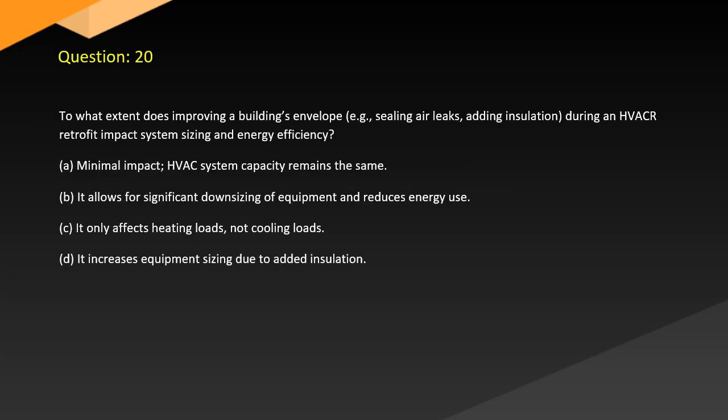Question 20. To what extent does improving a building's envelope, e.g., sealing air leaks and adding insulation, during an HVACR retrofit impact system sizing and energy efficiency? A. Minimal impact. The HVAC system capacity remains the same. B. It allows for significant downsizing of equipment and reduces energy use. C. It only affects heating loads, not cooling loads. D. It increases equipment sizing due to added insulation.